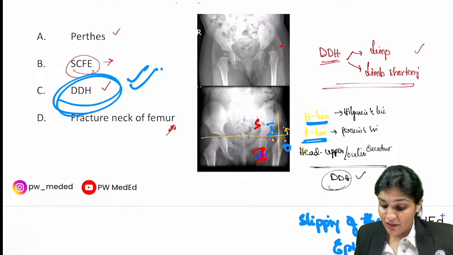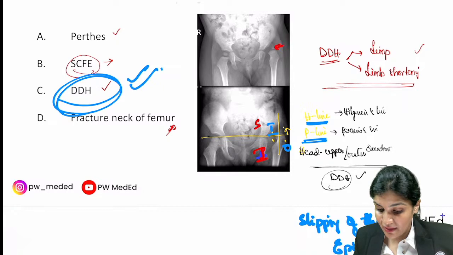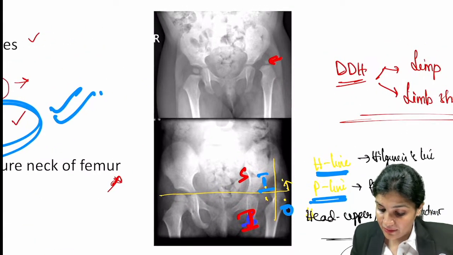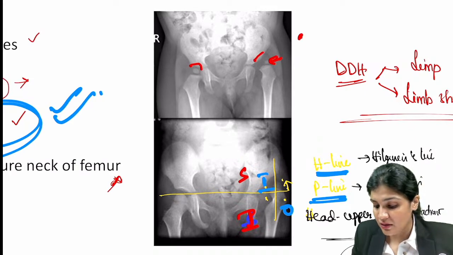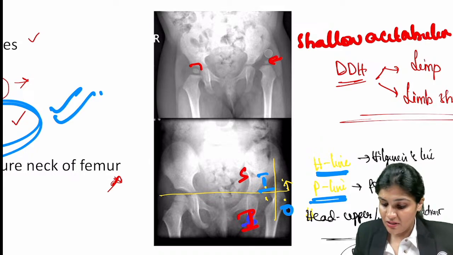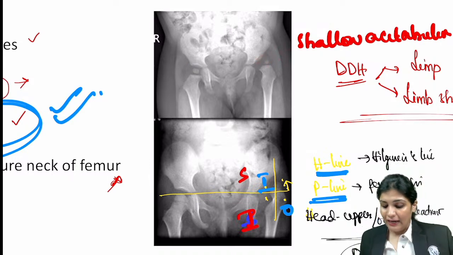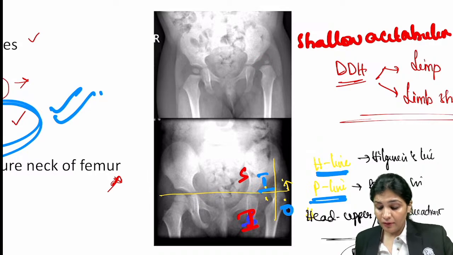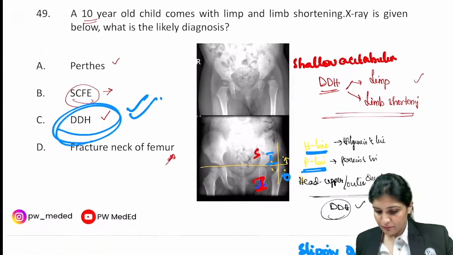And if you see the head is smaller in size compared to the opposite side, then there is a proximal migration. And if you see the acetabulum here, it is not deep, the acetabulum is somewhat straight. So there is a shallow acetabulum. So this is also a confirmation for your DDH, right? The acetabulum is shallow, the head is small, the head here is smaller in size, and the acetabulum is not well developed, and this is all the confirmation of your DDH, right?